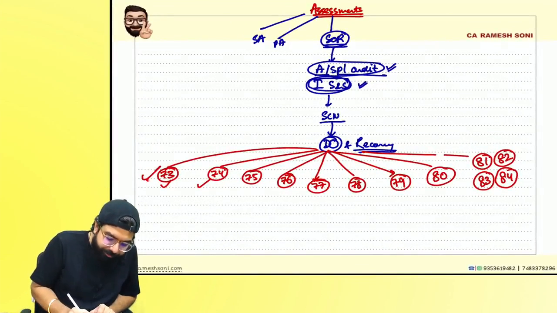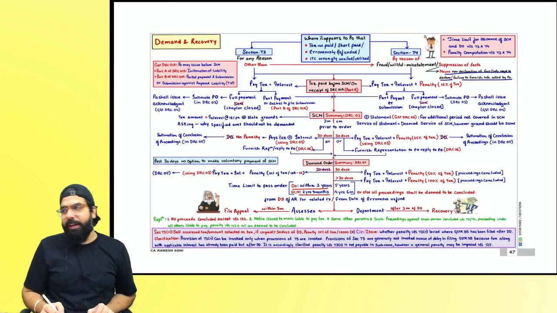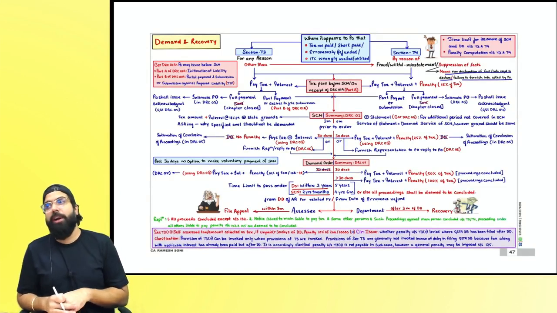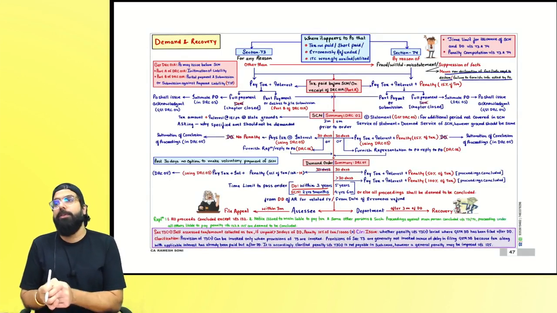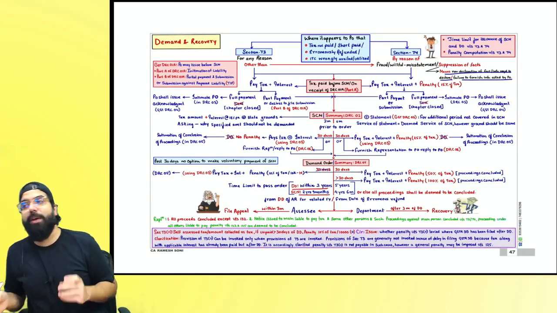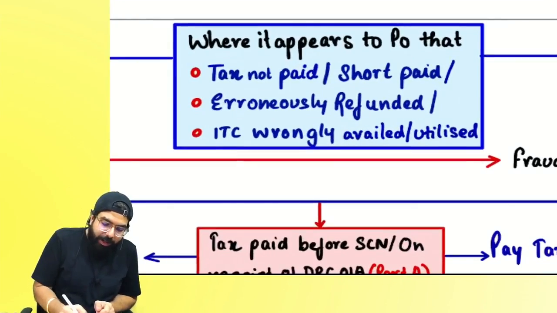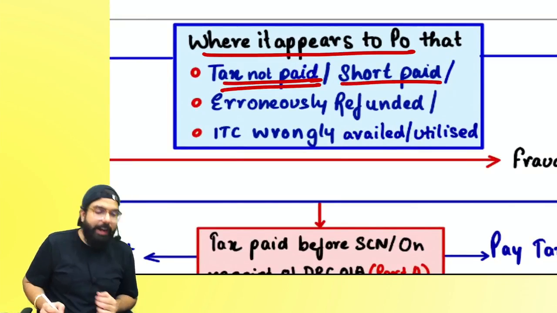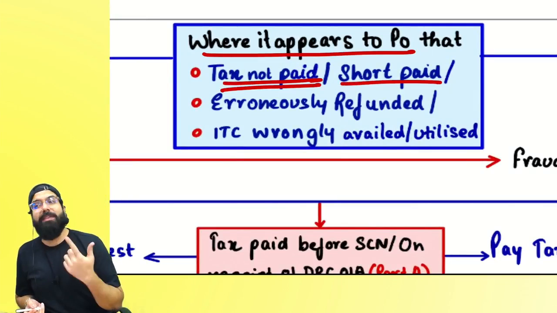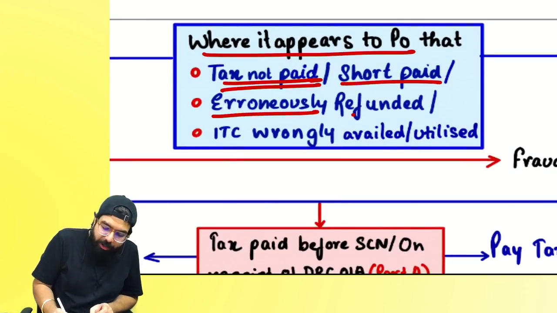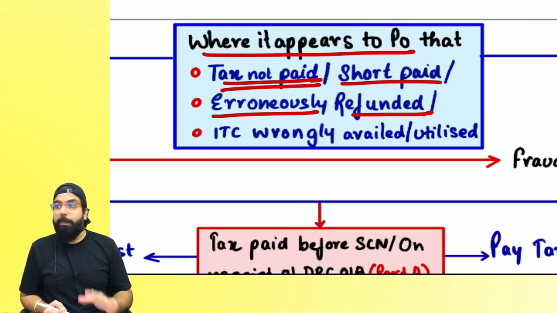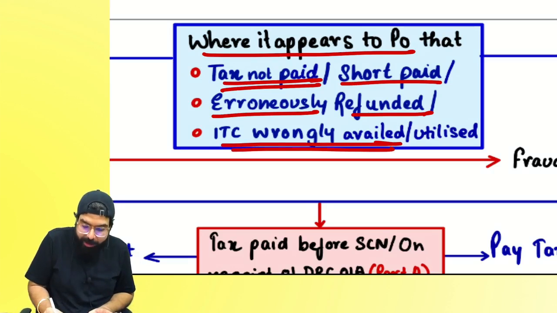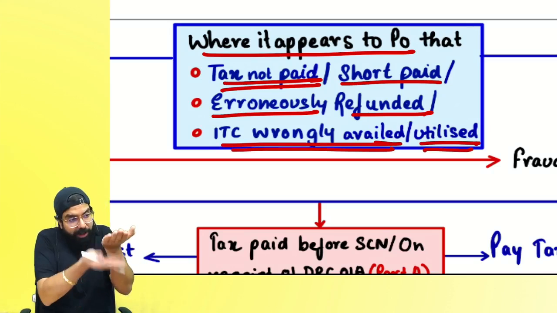Everyone, over here, section number 73 now. People listen to me very carefully. The officer did audit, special audit, inspection, search, seizure, and now found that you have not paid some tax. Tax is not paid. Might be 18% was required, you paid 12, tax is short paid, or you have taken any erroneous refund, or might be ITC was wrongly availed by you or wrongly utilized by you.